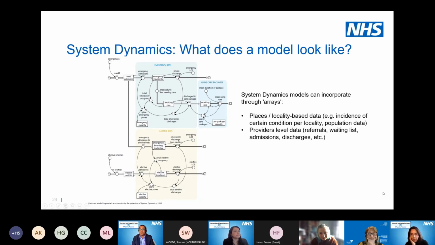Yes, modelling social care complexity, the potential of System Dynamics, 2013. Who authored this publication? We have a link. Douglas McKelvey. We can put it in the chat box, and we have a link later on in the presentation.